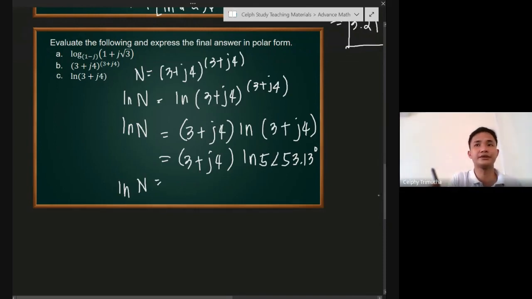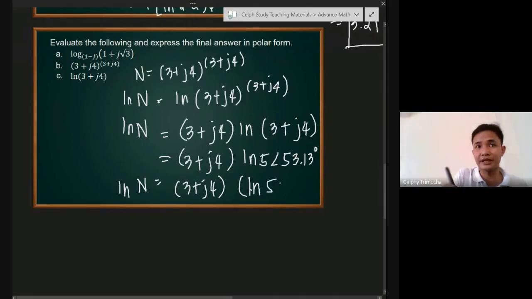So, we'll have, express na lang ni dayon in exponential form. So, we'll have 3 plus J4. So, express in exponential form, this will be, copy ko lang dayon yung ln 5, copy ta lang 5, e raised to. Ang goal natin is express na in radians.